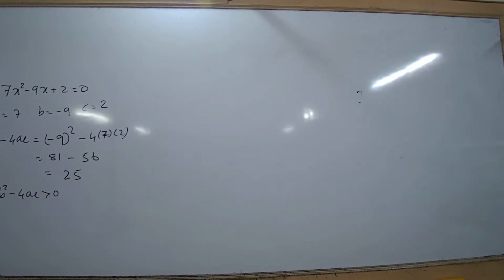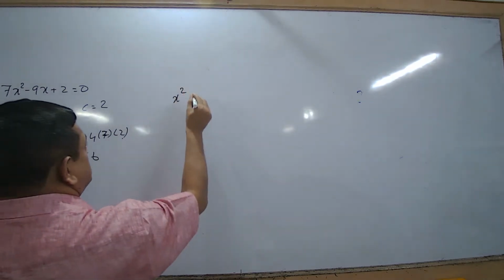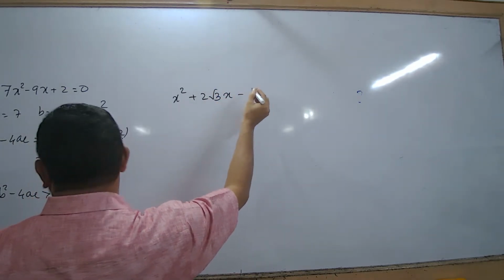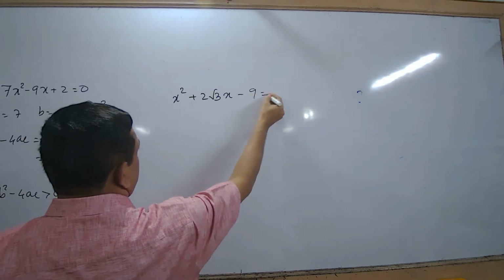Second one. What is the question? x square plus 2 root 3 x minus 9 equal to 0.